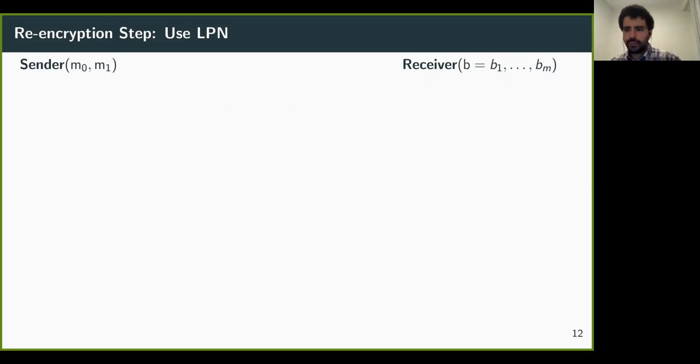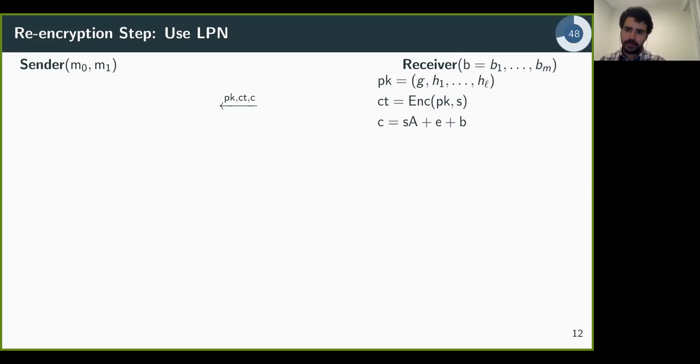Now, to reduce the receiver's rate, we're going to do the following. The receiver will create, again, a batch Elgamal public key, but now it will encrypt the secret S under the Elgamal encryption scheme. It will also send a vector C, which corresponds to an LPN sample together with its input B.